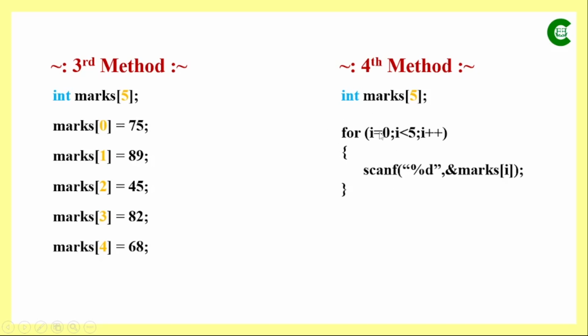Then again the loop will be iterated, so this time i will be 1 and this will be marks of 1, meaning the second element of that array, and accordingly this will be processed till the last value of the index. So when the size of the array is large, whatever array it is, be it one-dimensional or two-dimensional, this method will prove to be the best method, much more helpful than the other methods that I have mentioned in this class itself.